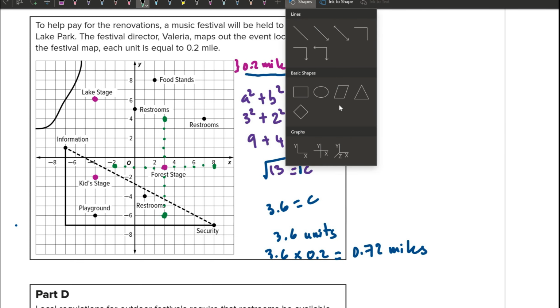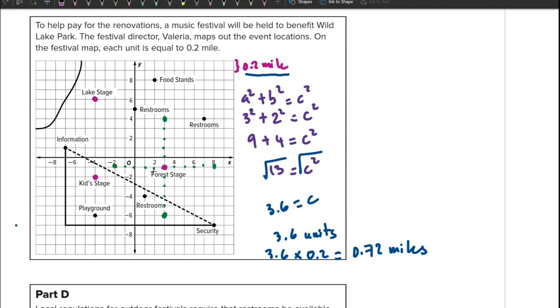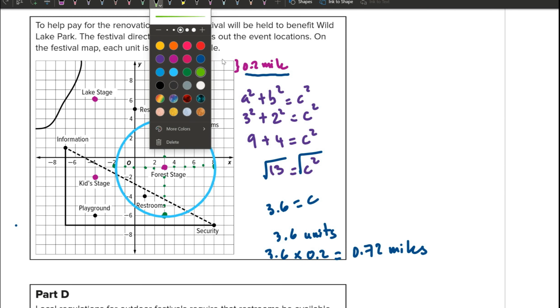If we draw a circle, I don't know if I can draw a circle here. Alright, it's almost perfect. So any point on this circle is 1 mile away from the forest stage. We can do the same for the kid stage and also the lake stage. We're going to draw the next one. Let's choose something lighter, the green one.